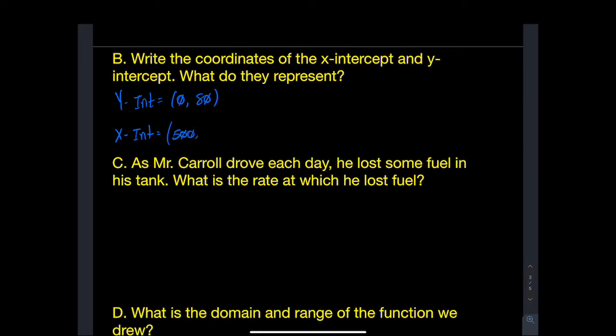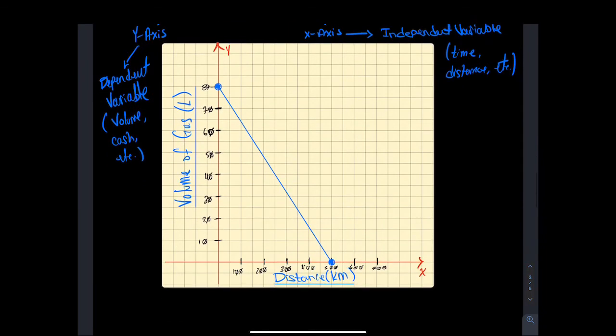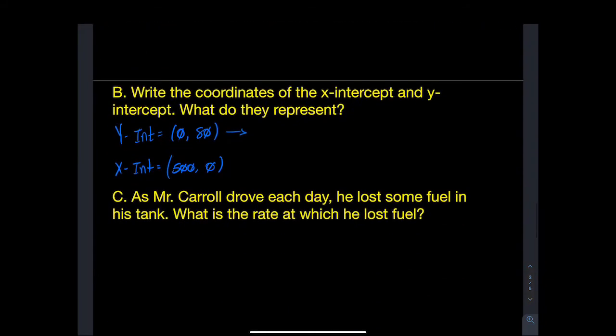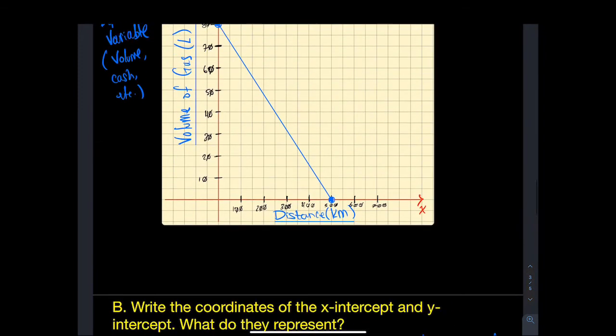What does the y-intercept mean? What were we talking about when we plotted this? Y was when I first filled up my tank. It represents when Mr. Carroll first filled his tank. He hadn't driven anywhere until he filled his tank, except maybe to the gas station, which doesn't count.